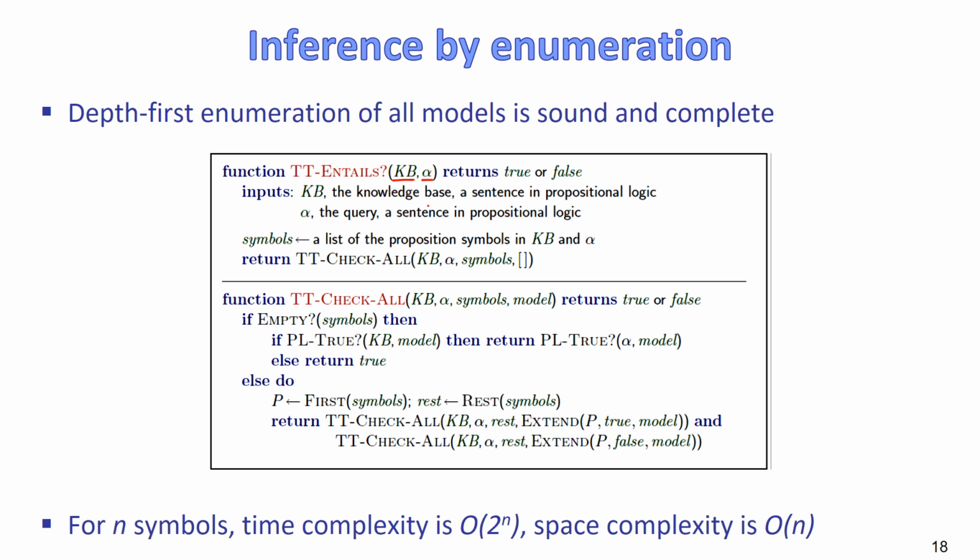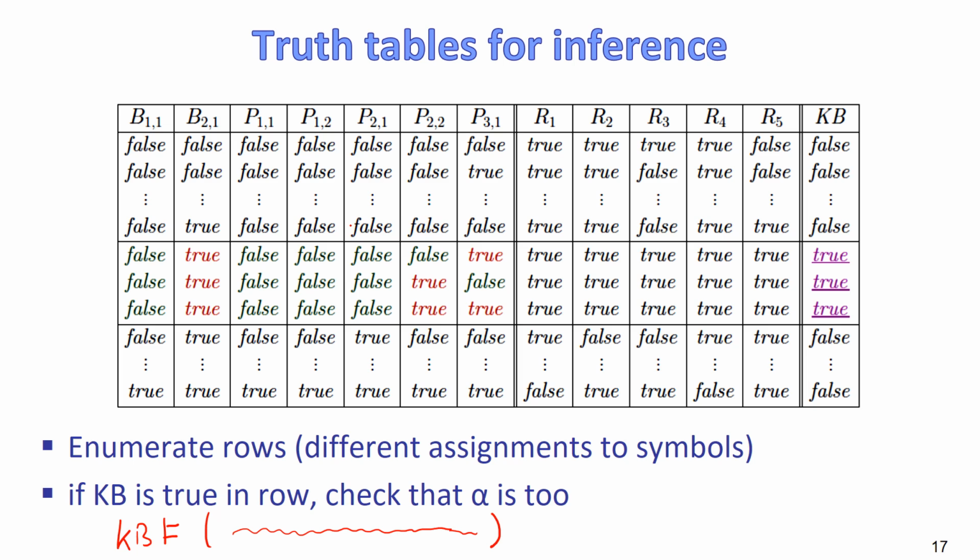Okay, I will leave it to you to see it, but the core of it is something like the depth first search that we did before. We go through all the rows in this table, given that we know all the variables, but in a specific order, depth first order, and check the rows where the knowledge base is true. For every row where the knowledge base is true, we check whether alpha is true or not.